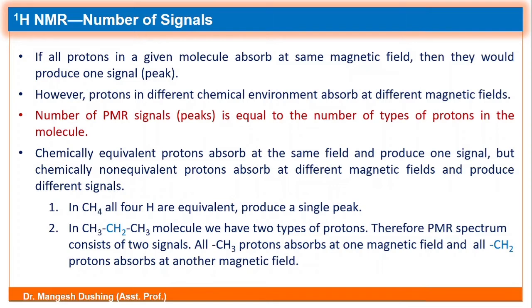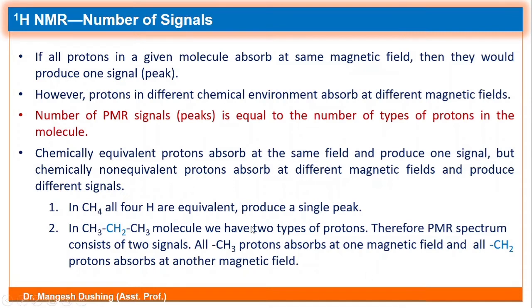One signal for the 6 protons, while the CH2 is different from the CH3, because the CH2 is attached to two CH3, while the CH3 is attached to only one CH2. So there are two types of protons, CH3 protons and CH2 protons, and we get 2 peaks in this molecule. The 2 protons of CH2 are the same, because both have CH3 as the neighboring group.